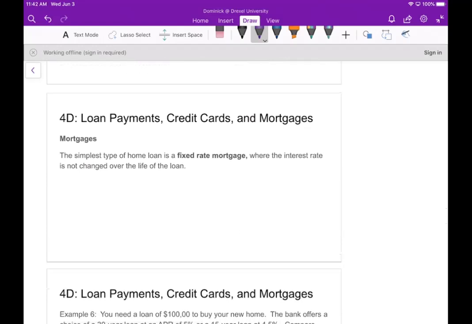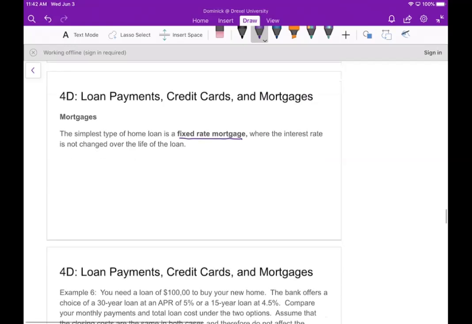Now, the simplest type of home loan that you can attain is what's called a fixed rate mortgage. In this case, the interest rate does not change over the life of the loan, so you can lock in your interest rate. There are pros and cons to this, because you could be avoiding interest rates going up, but the con is that you could also avoid interest rates going down. That's one of the things you would have to weigh when purchasing a mortgage.